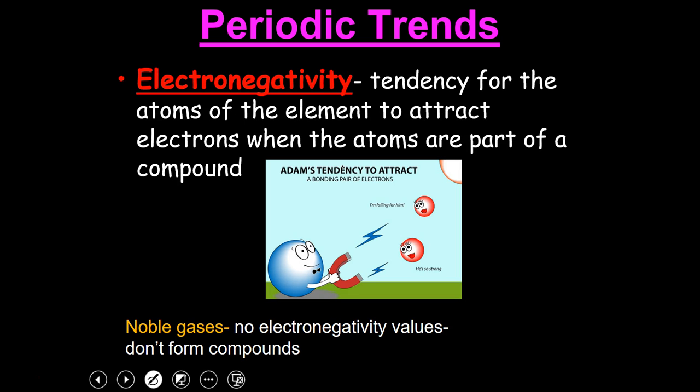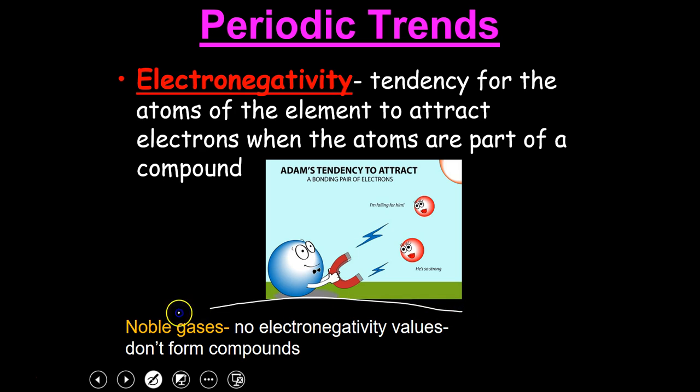All right. Whew. So we've done radius. We've done ionization energy. Another trend is electronegativity. So let's start out with defining that. It's kind of the opposite of ionization energy. Ionization energy is how much energy it takes to remove an electron. Electronegativity is how much it wants to gain one.